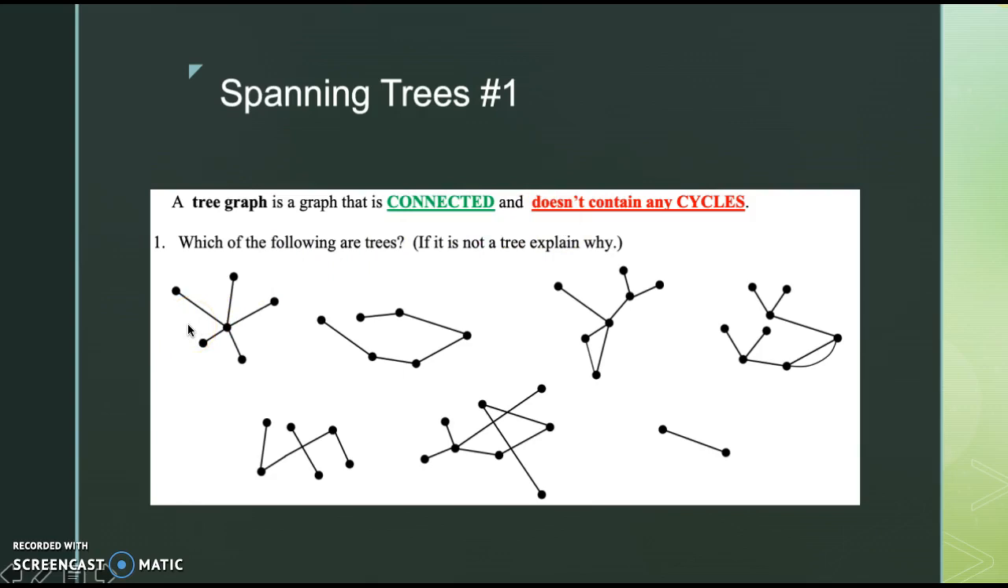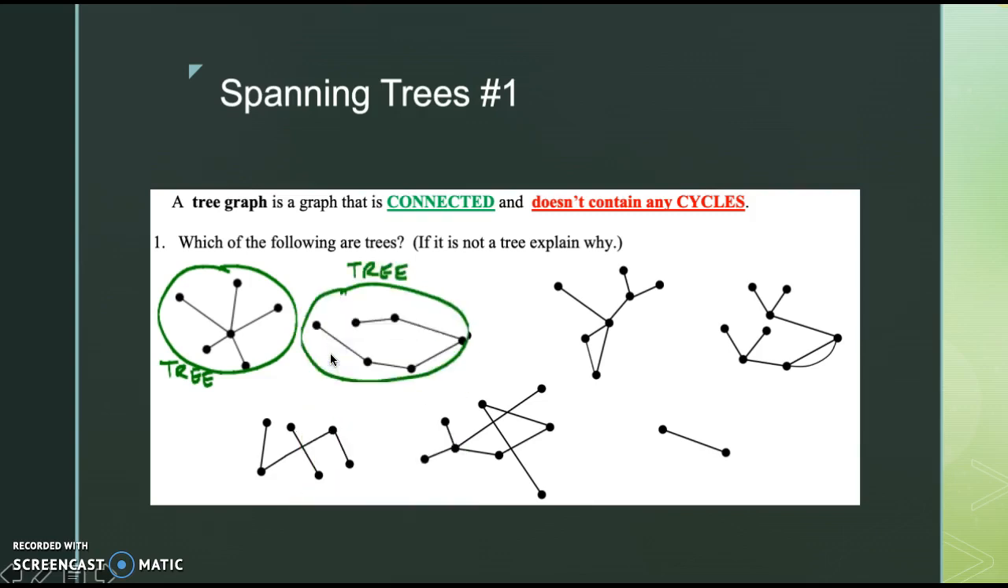So let's take a look at this first one. Are all the points connected? As in there's not just some random point out there, or maybe even 2 or 3 random points that aren't connected to the other graph. And it doesn't contain any cycles. So let's take a look again. This one, we can see that all of the points are connected and there are no cycles. So it is a tree diagram. This one, all of the points are connected and there are no cycles. So it also is a tree diagram.